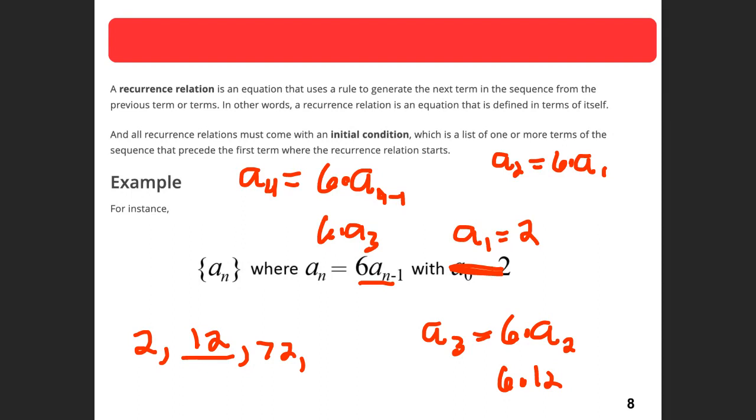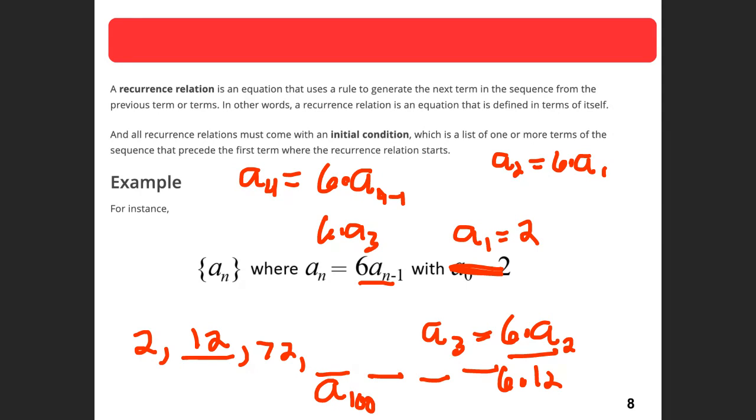If I asked you to find a of 100, you would be pulling out your hair, because in an explicit formula, it's super easy. You just plug 100 in for n, you get your 100th term. But to get a of 100, you'd have to find a of 4, a of 5, a of 6, a of 7, a of 8. You'd have to find every single term up to 100. Would I ever do that to you guys? No. The only way to get a of 99 is to get a of 98.